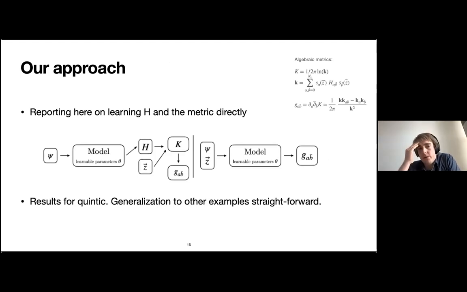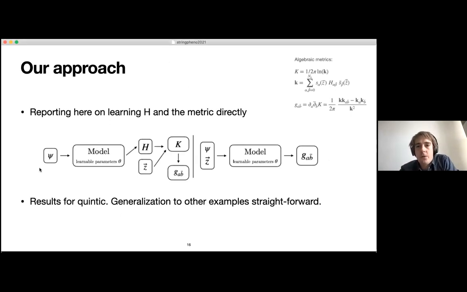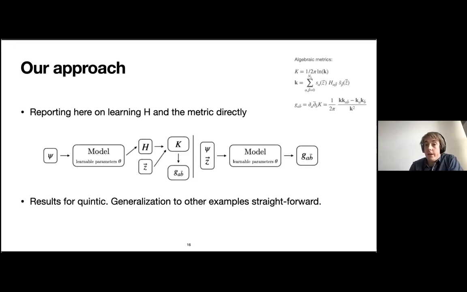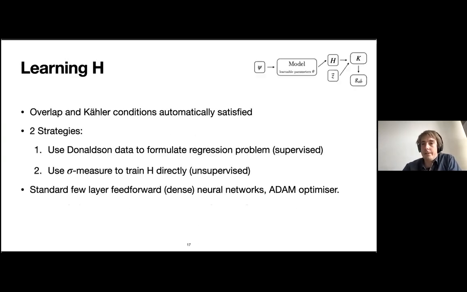So now, what I want to report on here are two different approaches, which have a slightly different scope. The first one is to learn this H matrix effectively. And then from that, we have a Kähler potential, from which we can readily compute the metric. And the second class of models is where we input a complex structure and a point, and we output the metric. The results I show are for the quintic, and I'm sure we will also hear related work from Vishnu later today, where we'll probably talk about other examples.